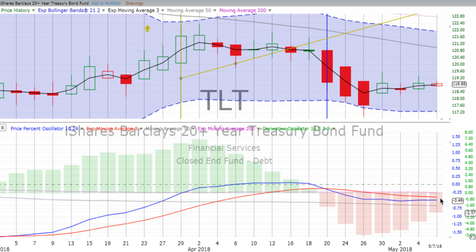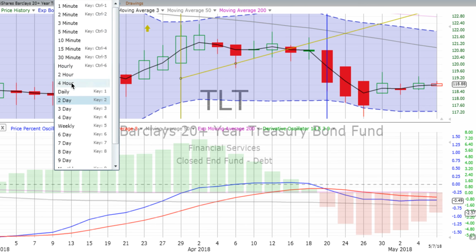The derivative oscillator is losing downward momentum. Price percent oscillator pretty much flat. So we've got the weekly heading up and the 2-day down until we have a crossover on one of them going in the direction of the other. We don't have a trade on TLT.